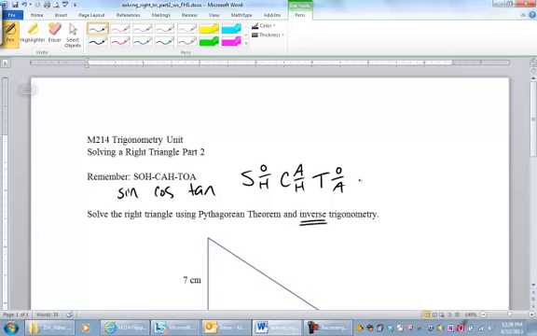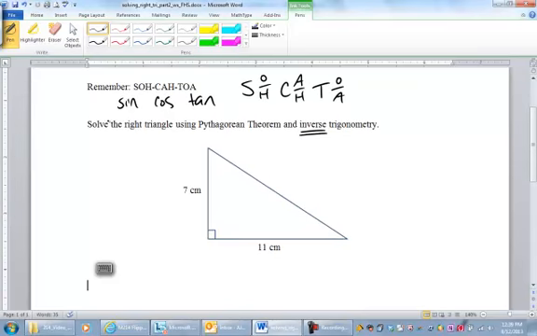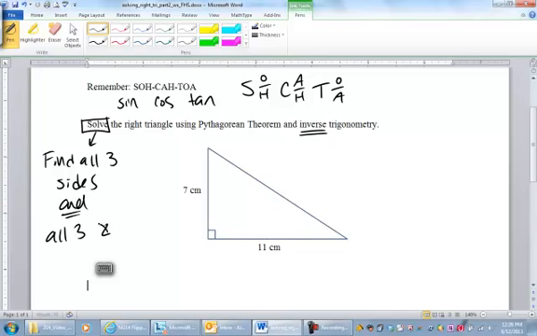We're going to be using this again to solve the right triangle, and we're going to be using some more Pythagorean theorem as well. But just to reiterate, what does solve mean? It means find all three sides and all three angles.